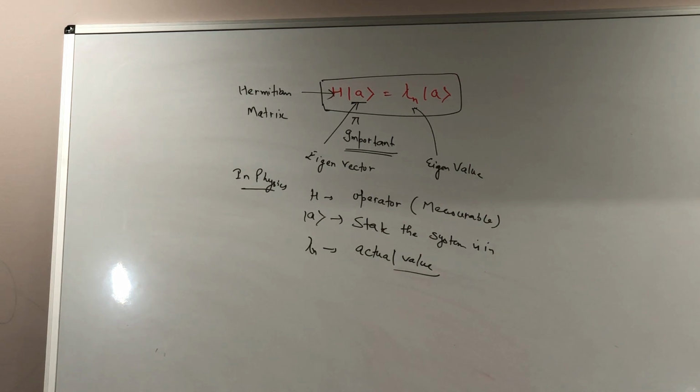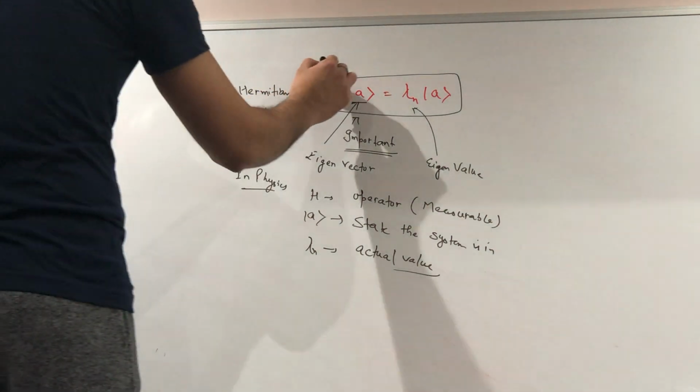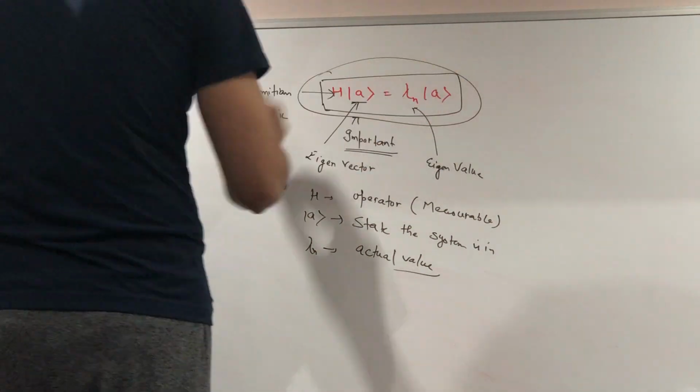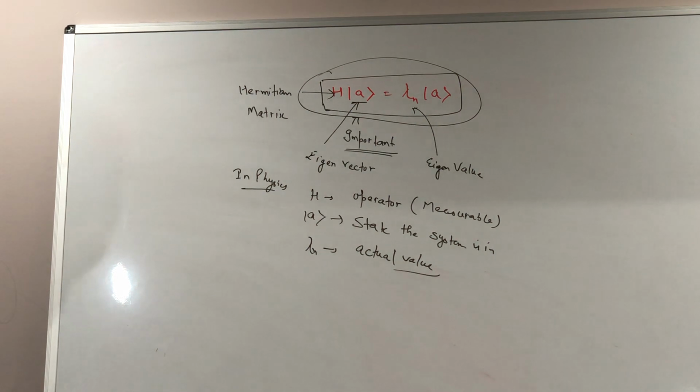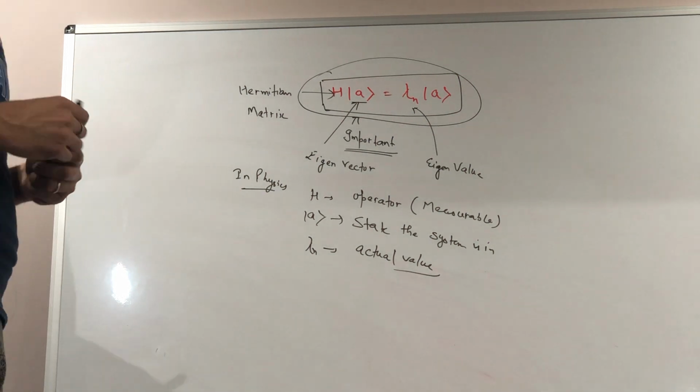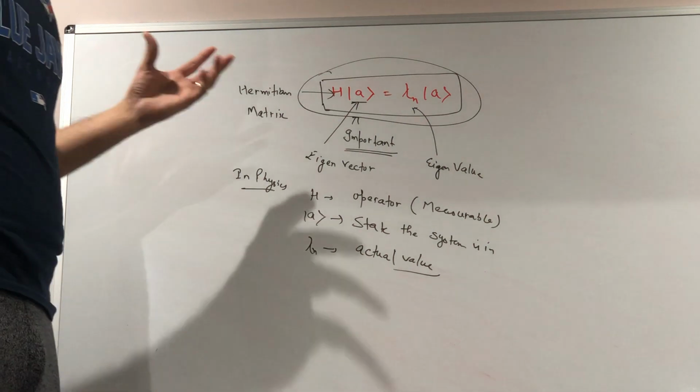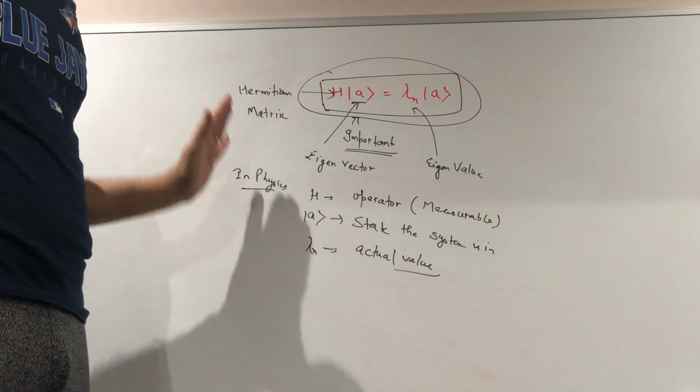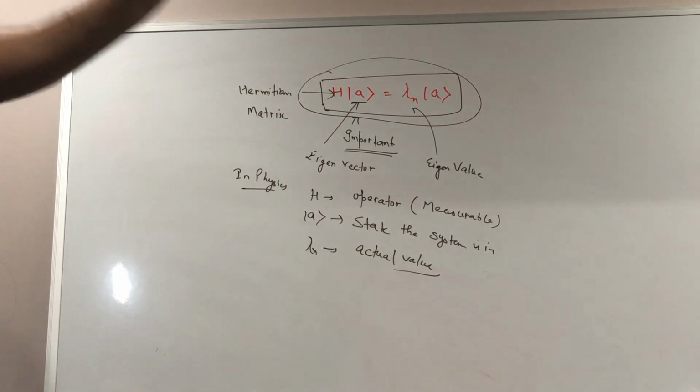So this eigenvalue lambda represents the actual value of the measurable, ket A represents the physical state of the system, and H is any operator or measurable. That is the meaning of this equation in physics that we will be using. I will be explaining certain phenomena using this equation. As I told earlier, we will be discussing the polarization of photons, which I will explain using Dirac's ket and bra notations.